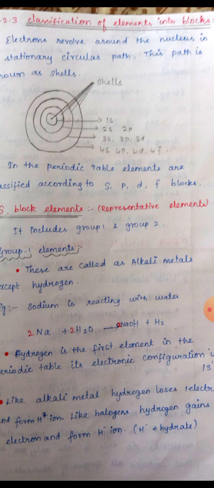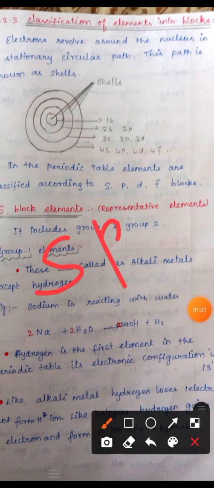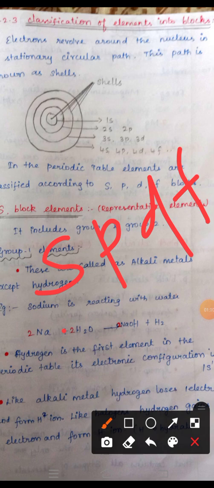So what do the subshells mean? Subshells are S, P, D, F. These subshells are designated as S, P, D, F, and based on the arrangement of electrons in the subshells, the elements of the periodic table are classified into 4 blocks.